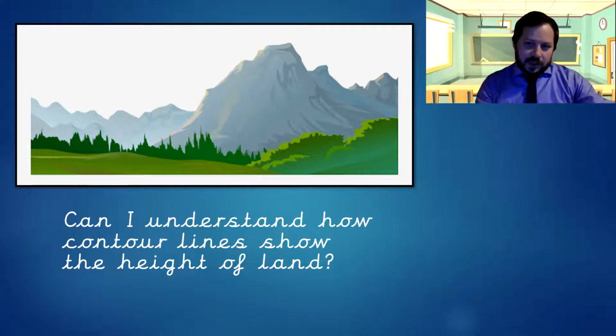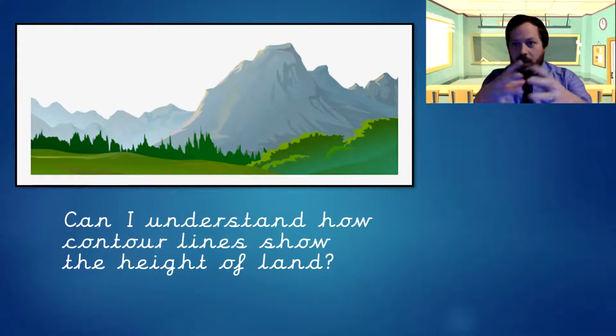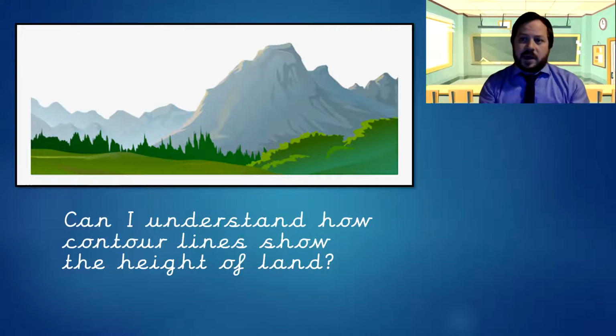And today we're going to be continuing our work on maps and how to read a map. But we're going to focus particularly on contour lines and how that can show us the height of land, and how that works within a map to help us understand what it looks like and important features. So let's have a look.